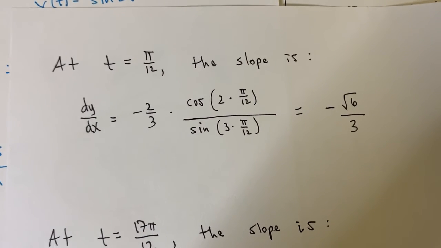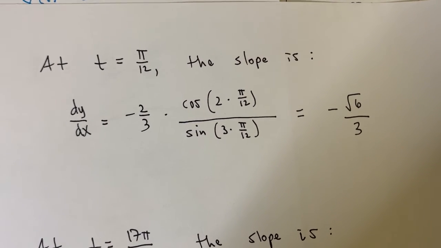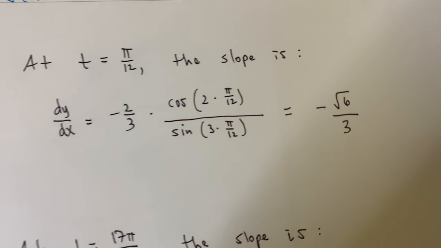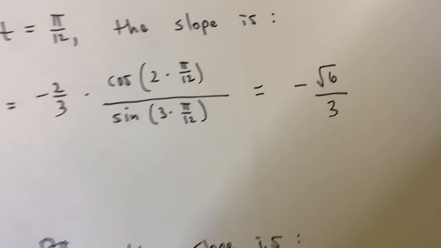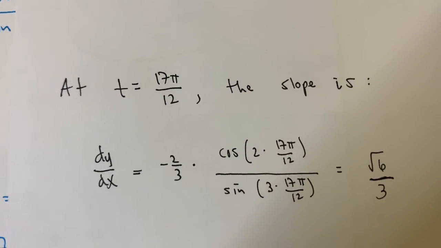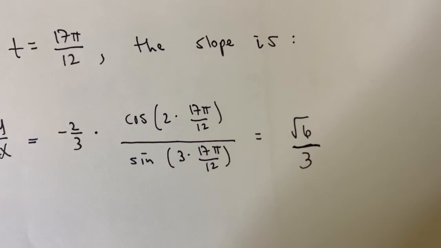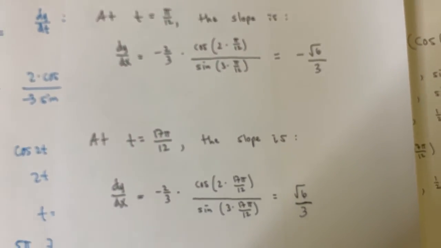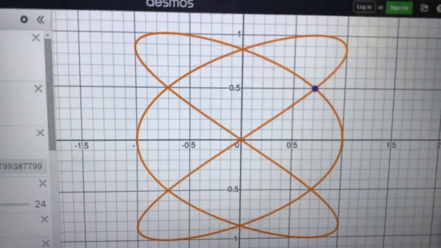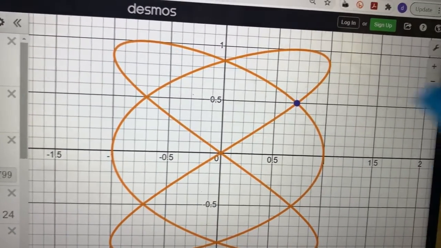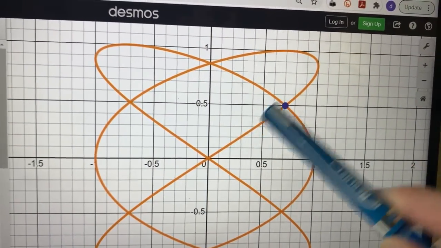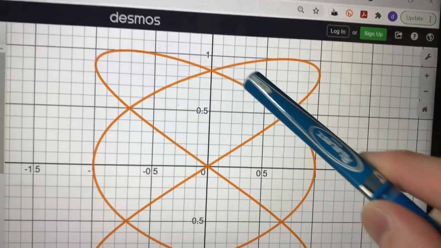And this is what we should actually get in conclusion, that when t is π/12, the slope is this here. And when t is 17π/12, that's our slope. It's appropriate that one of the slopes is positive and one of them is negative, because visually, if you look at the graph, here at that point in purple, one of the tangent lines has a positive slope and the other has a negative.